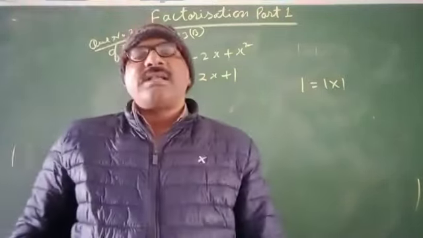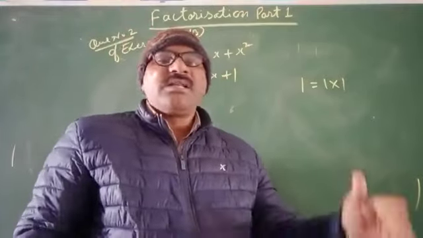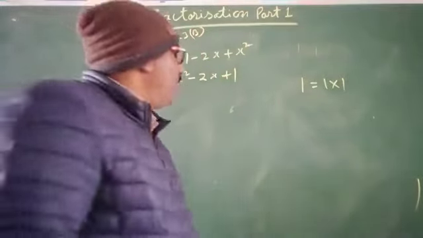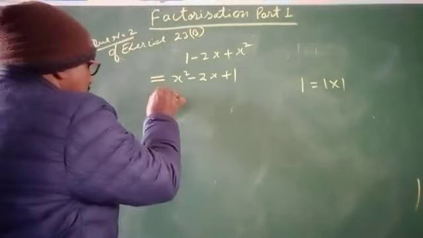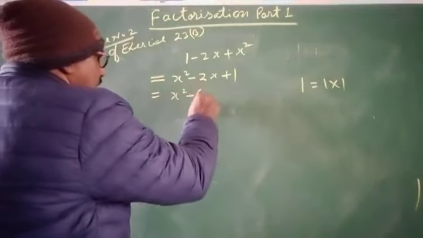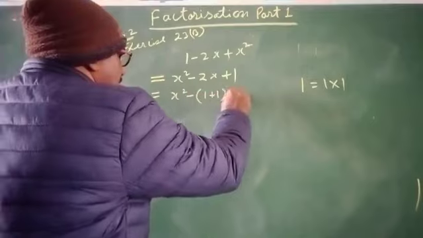Such kind of factorization is also called splitting the middle term. So I will write this as x square minus 1 plus 1 x plus 1.